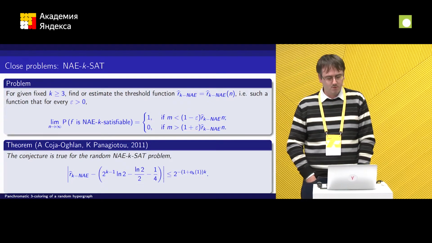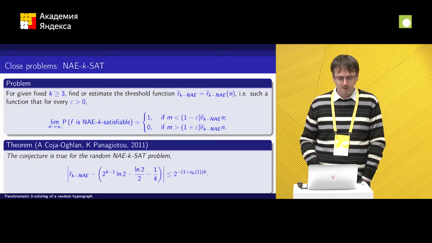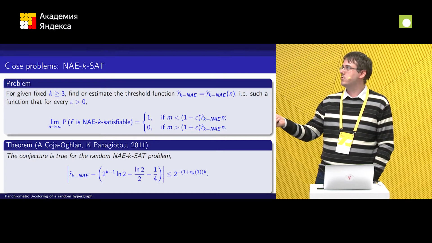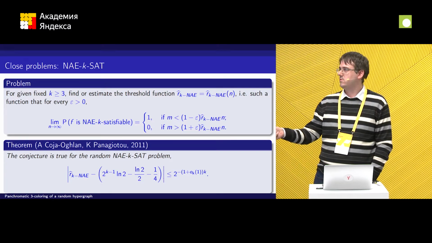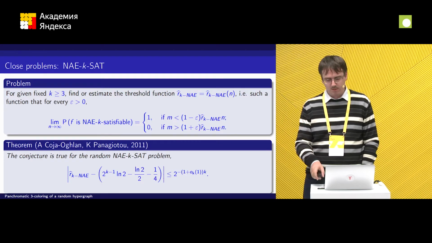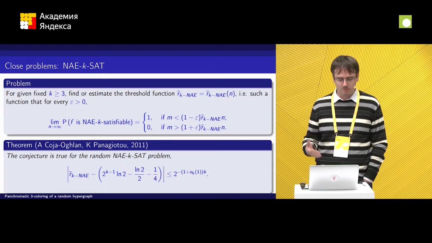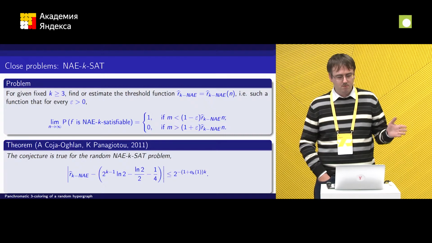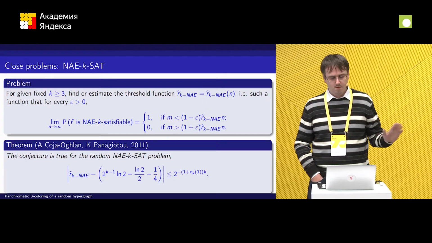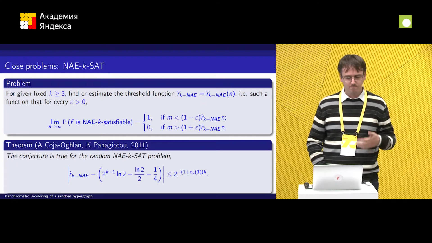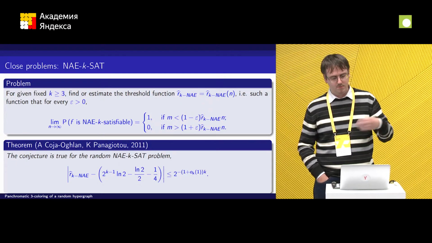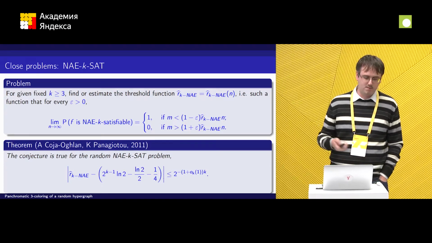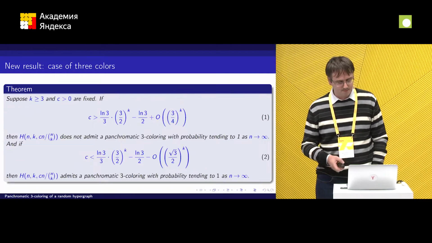for random hypergraphs is true for the random not-all-equal k-SAT problem. So we have this estimate for our threshold function r hat. It has this form plus something tending to 0 exponentially with growth of k. So the problems look very, very similar, and I think that one can, just using this result, prove that for two colors we have almost the same threshold. So we can consider that the problem is solved for two colors, I think.